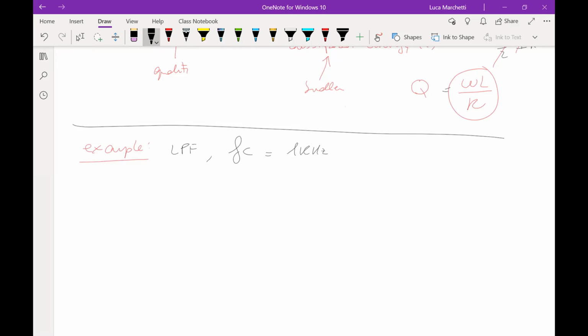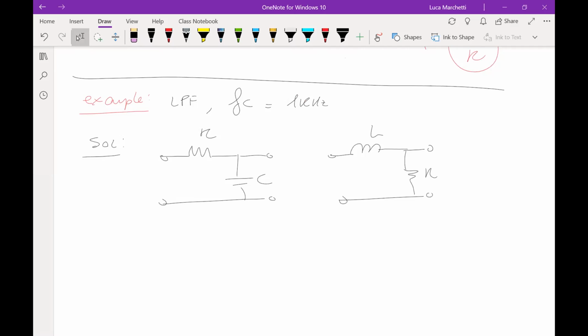We want to design a low pass filter which has a cutoff frequency of 1 kilohertz. This is actually a very useful example because I show you how to determine the values of R and C. The solution of this problem is very simple. We can use a very simple RC, right? But again, we could also use an LR. Then the question is, why should I use an RC rather than an LR? Does anyone of you know this?